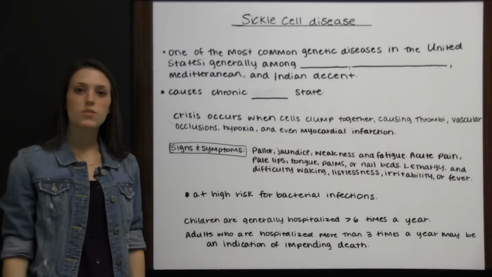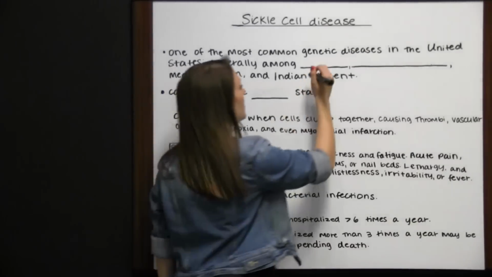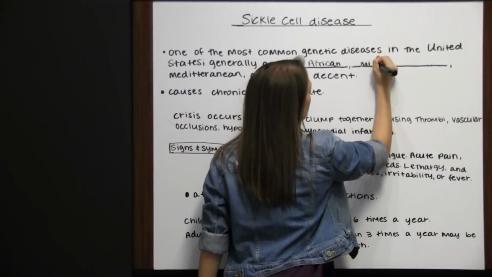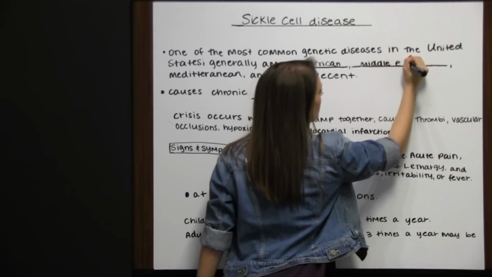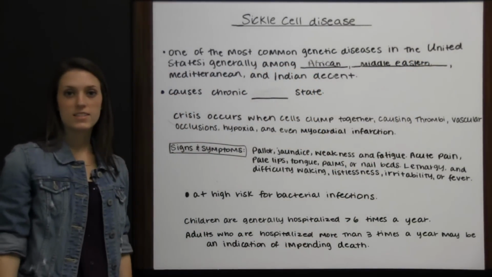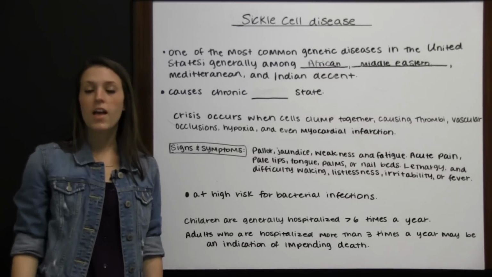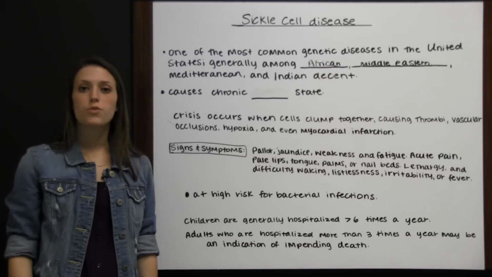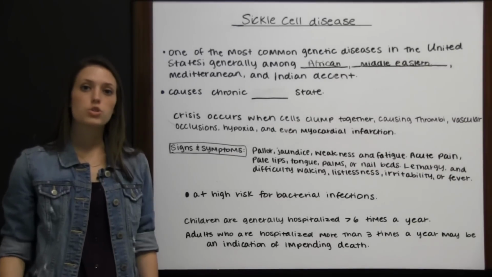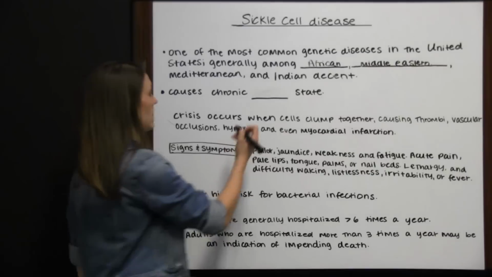Sickle cell disease is one of the most common genetic diseases in the United States, typically among African, Middle Eastern, Mediterranean, and Indian descent. Sickle cell disease is caused by an abnormal globin gene that causes the hemoglobin S to form a sickle shape rather than a round shape. The abnormal hemoglobin shortens the life of the red blood cell, so it causes a chronic anemic state.